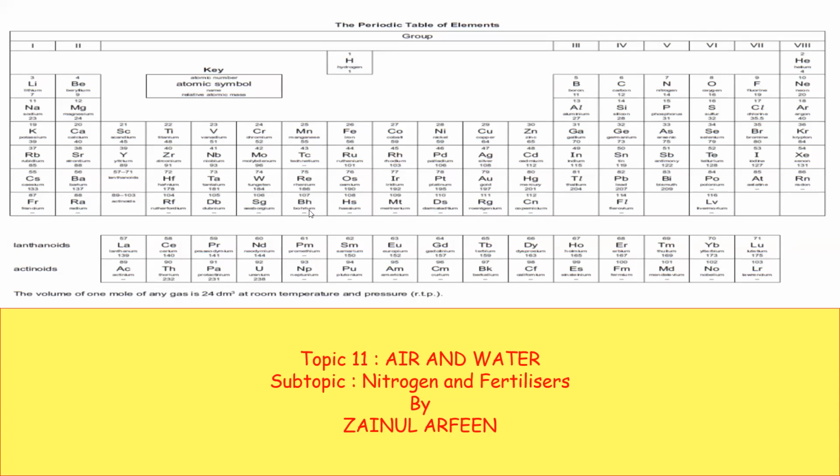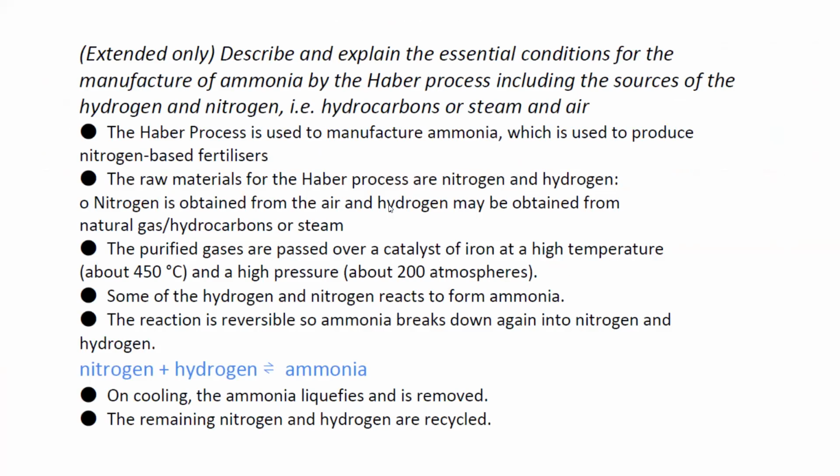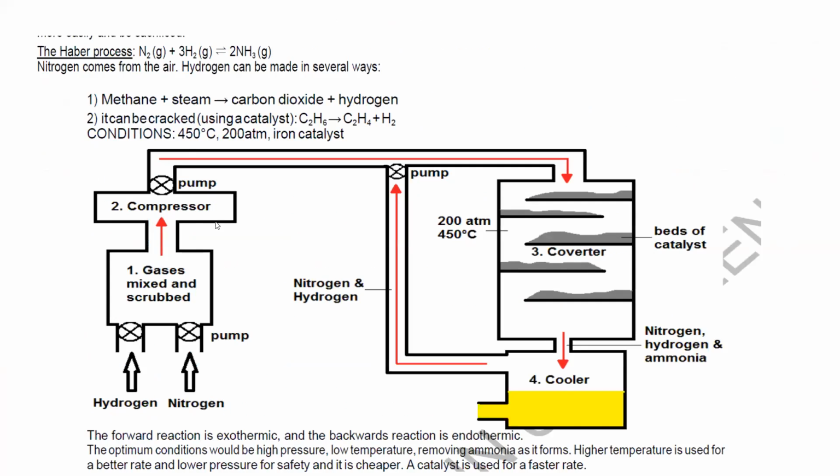So topic 11, which is about air and water, and the subtopic is about nitrogen and the fertilizers. So first thing is the manufacture of ammonia by Haber's process. How can we manufacture ammonia? Ammonia is NH3, made by using this Haber's process.